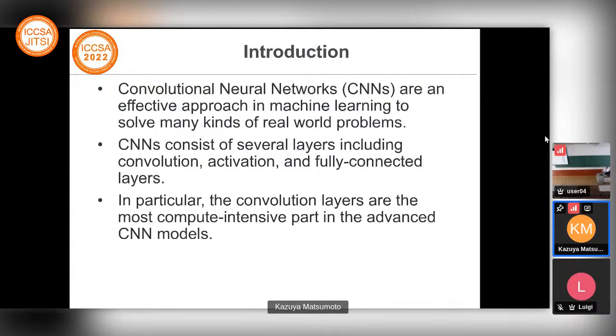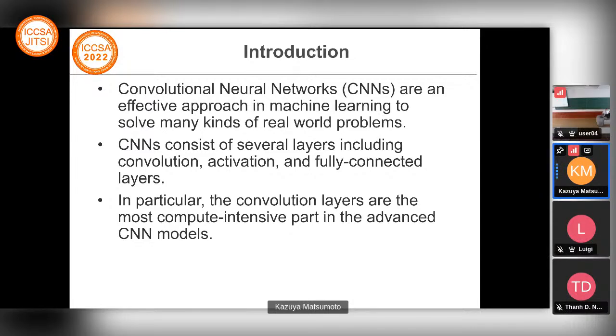As you may know, convolution neural networks are an effective approach in machine learning to solve many kinds of real-world problems. Convolution neural networks consist of several layers, including convolution layers, activation layers, and fully connected layers. In particular, the convolution layers are the most compute-intensive part in the advanced CNN models. In this study, we only deal with convolution layers.